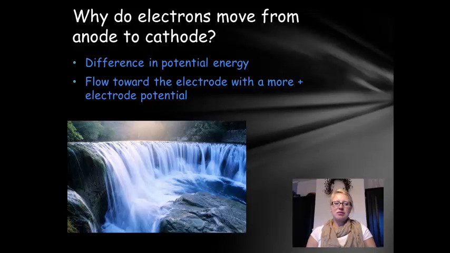So electrons flow from the electrode with a more positive electrode potential to one with a more negative electrode potential, or a smaller electrode potential. Sort of like in a waterfall. The water moves over the top of the waterfall that has a higher potential energy to the bottom of the waterfall with a lower potential energy.